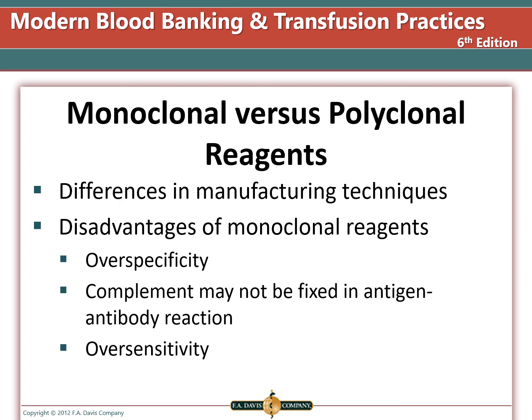Monoclonal reagents are directed against specific epitopes. They can cause overspecificity and may miss some antigens if a patient has a slightly abnormal version that is missing that epitope. Complement may not be fixed, or you may detect antibodies that are not clinically significant. This means they react in the lab, but not in the body.